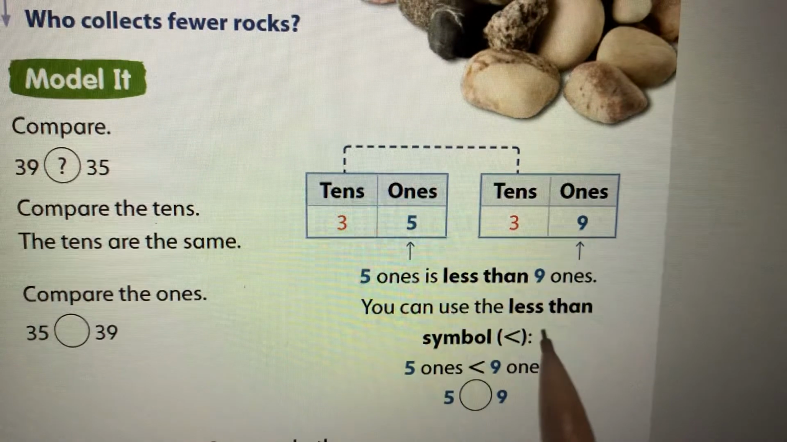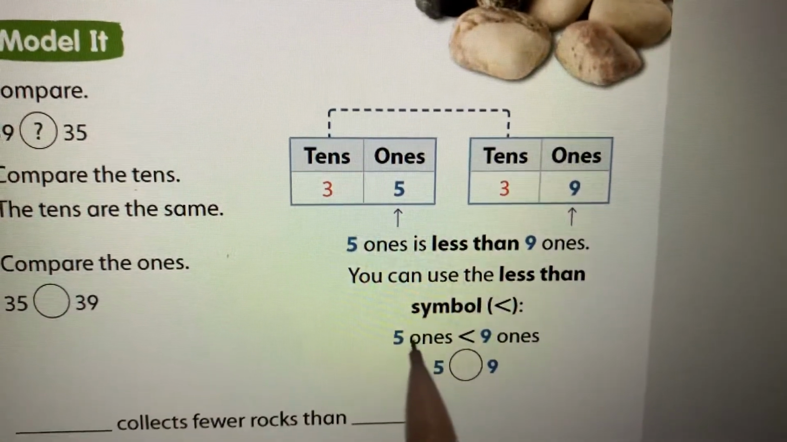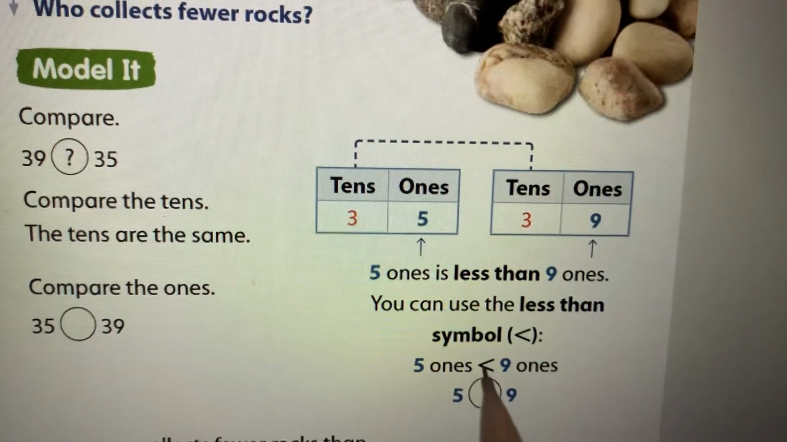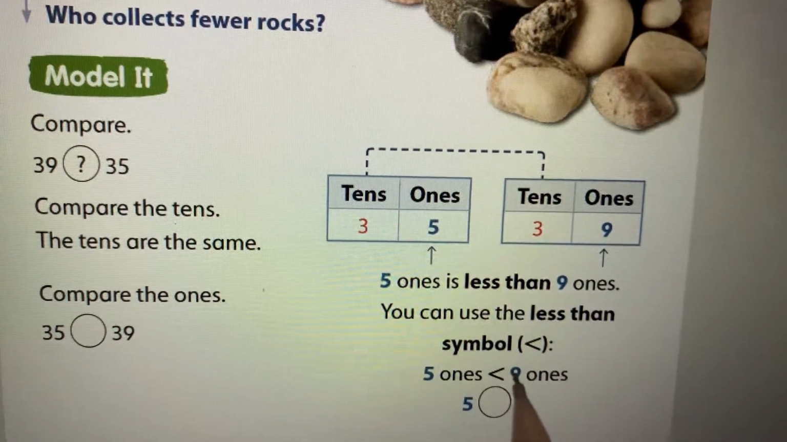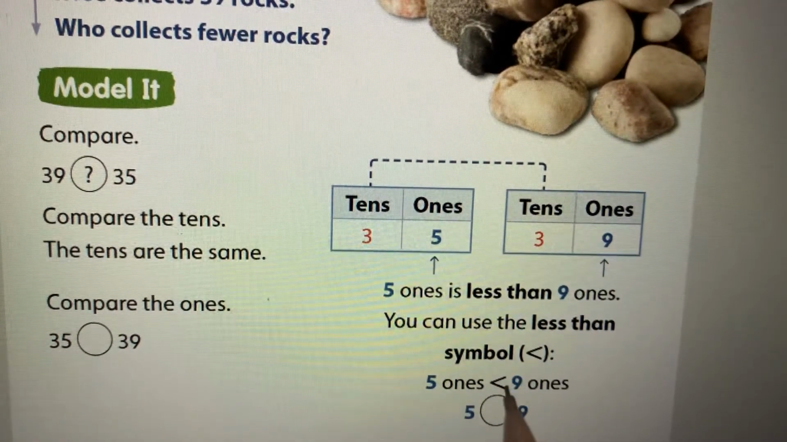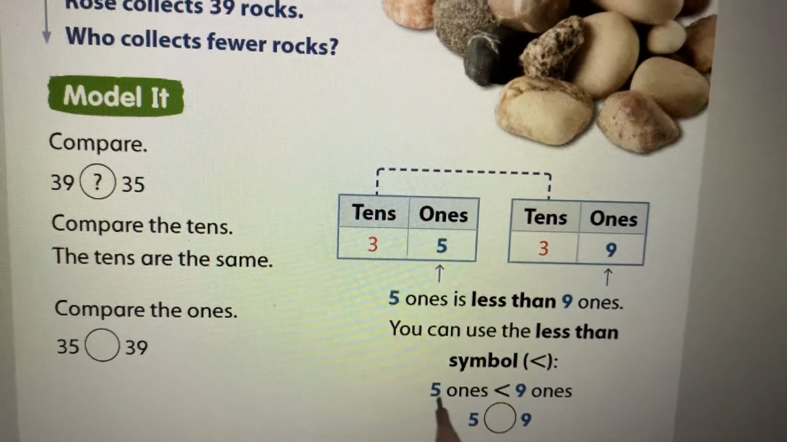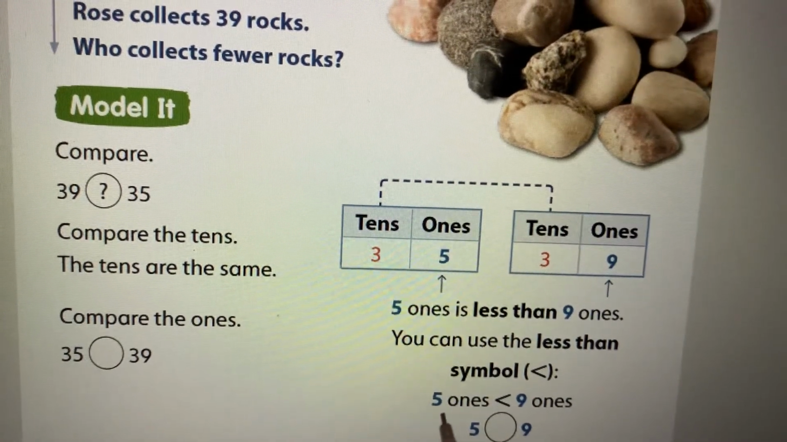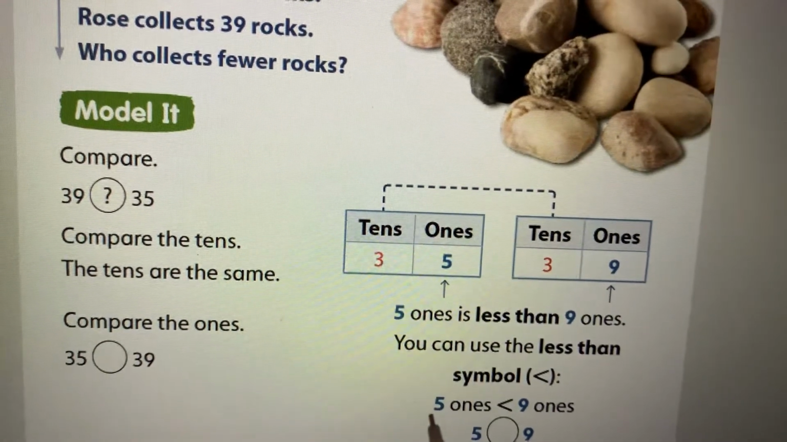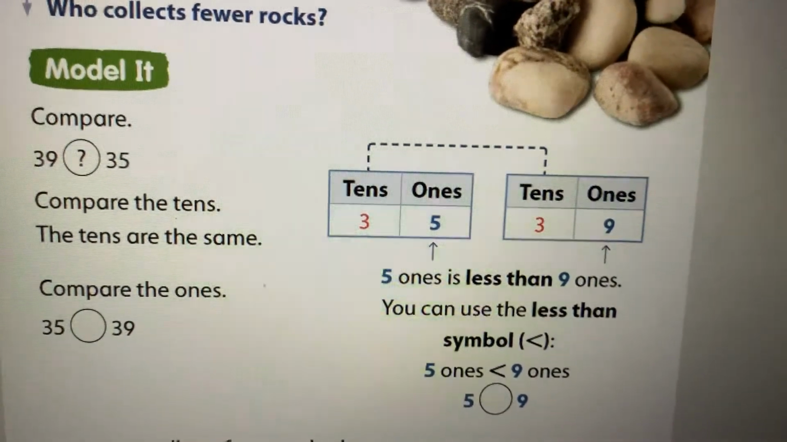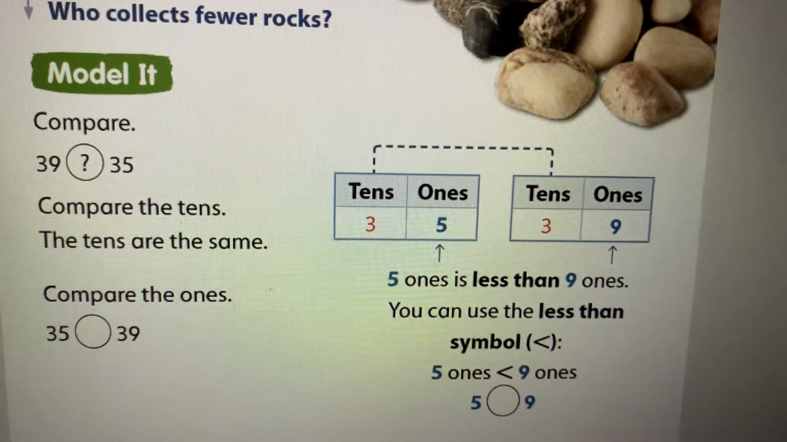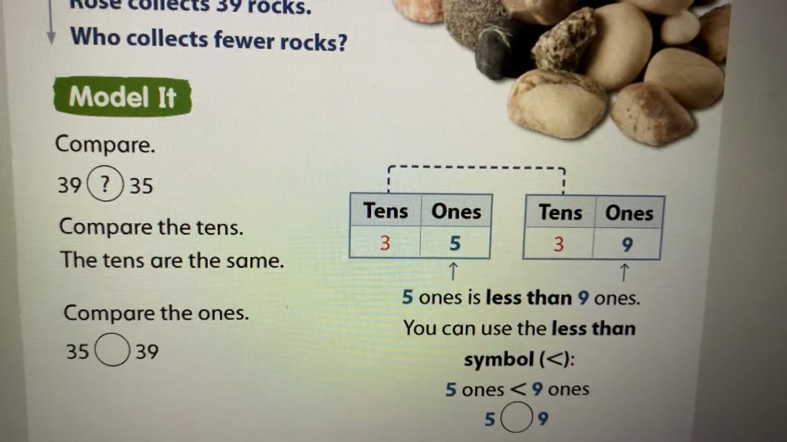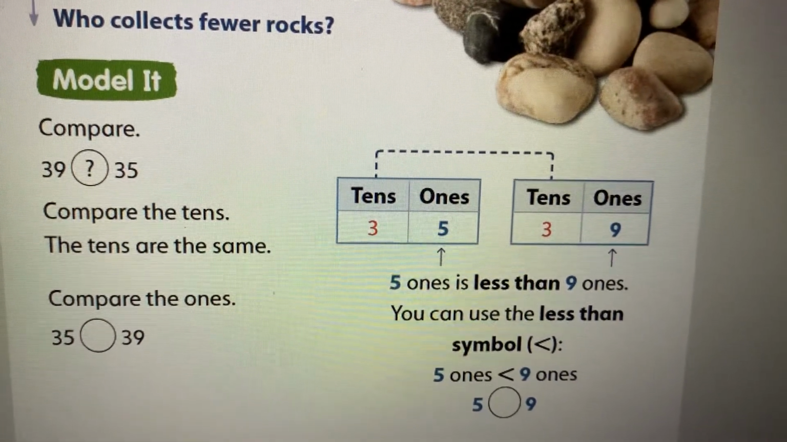You can use the less than symbol. So we talked about the little crocodile yesterday. The crocodile, when it's facing this way with its mouth wide open, that's the greater than number. Now when we say less than, that's the little point here that's pointing to the 5. When you don't see his mouth wide open facing a number, that means it's less than. So 5 ones is less than 9 ones.